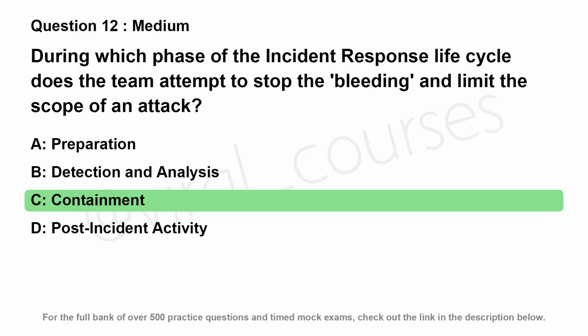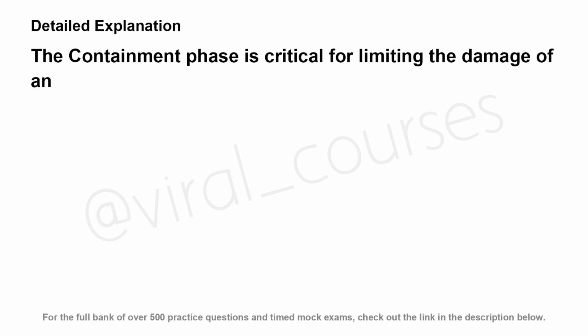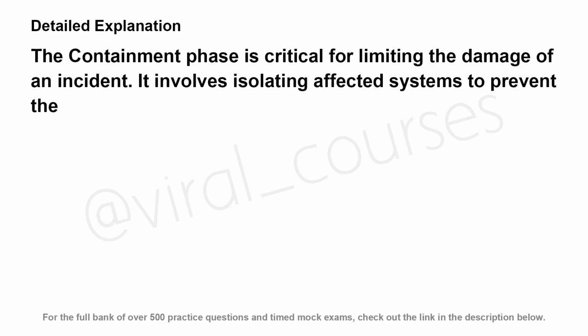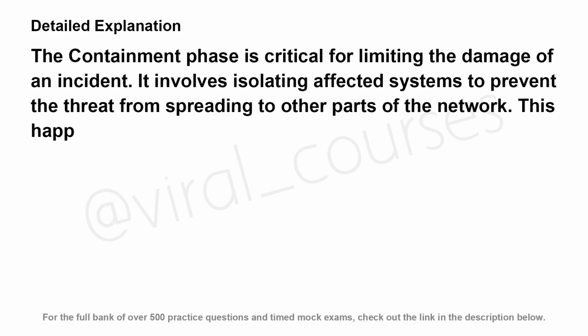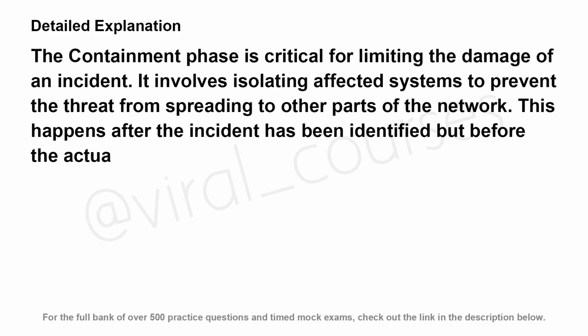The correct answer is C. The containment phase is critical for limiting the damage of an incident. It involves isolating affected systems to prevent the threat from spreading to other parts of the network. This happens after the incident has been identified but before the actual cleanup, eradication, begins.